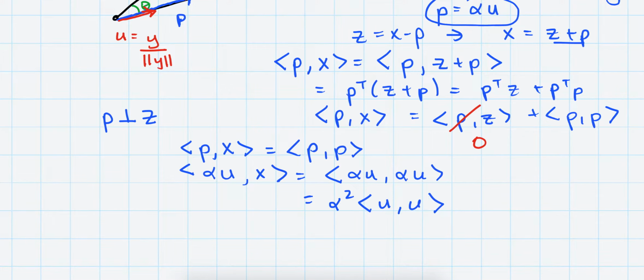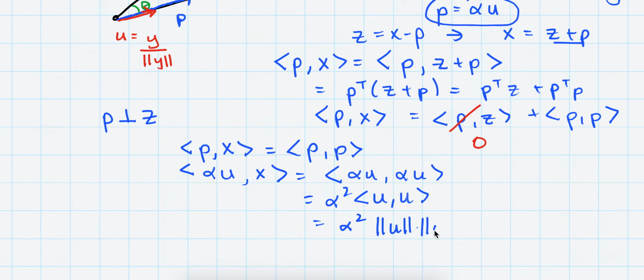Or you could even do this if you want to. This is, well, let's leave it like that. Alpha squared, the dot product of u and u. But what is the dot product of u and u? So that's the length of u times the length of u times cosine of the angle between them. The angle between u and itself is 0, so this just becomes 1 because cosine of the angle 0 is 1. And the length of u, by definition, is a unit vector, so these are all 1. So we get alpha squared.